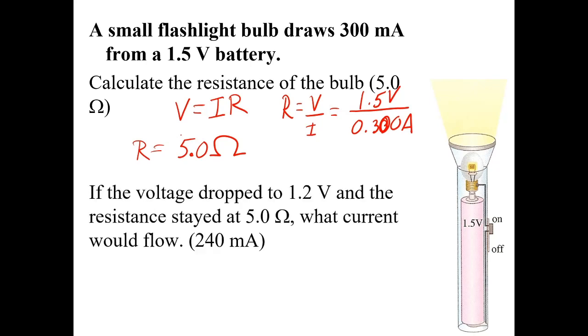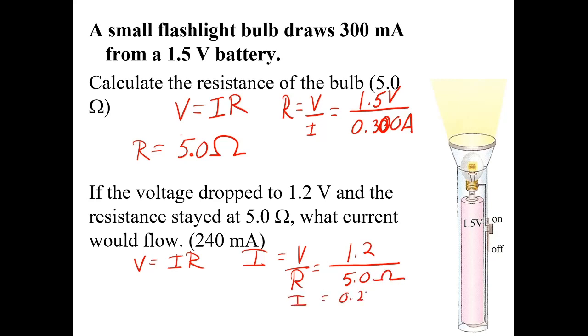Now it says if the voltage drops to 1.2 volts, and that can happen. Batteries wear out. Well, what current would flow? So V equals IR. So I would be V over R. So the voltage is 1.2 volts. The resistance is still 5 ohms. And I would be 0.240 amps. A lot of times electricians and electrical engineers will make it into milliamps. It's just easier to say 240 milliamps.